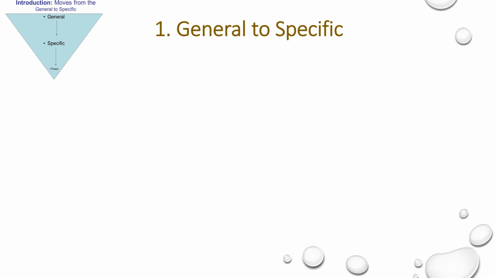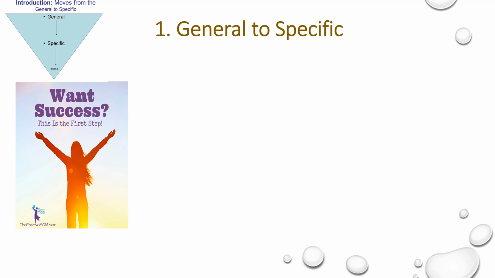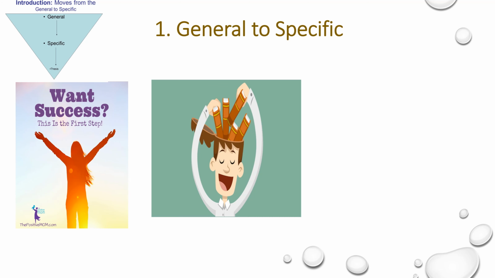Let's take the first example, which is general to specific. So I'm going to say an introduction, and this is an example of the general to specific introduction. All right, let's begin. All human beings want to feel successful, but we are not born with the same abilities.